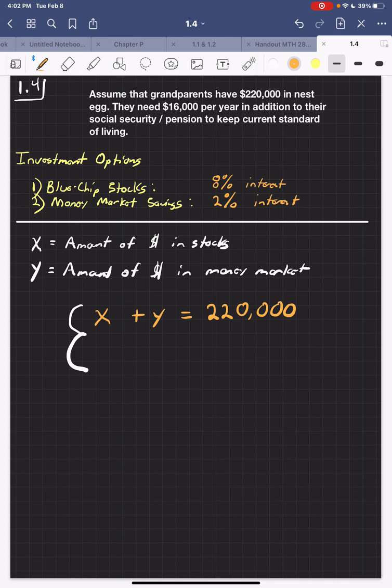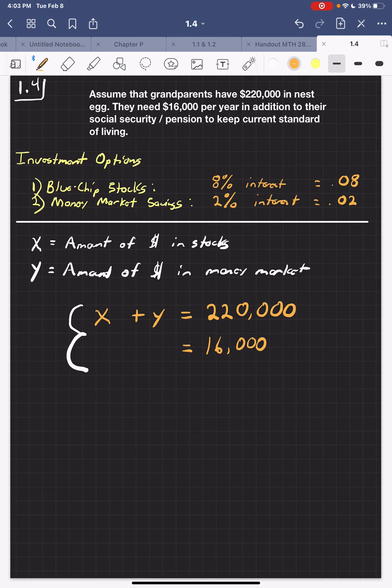Okay? Now, the other equation in our system, we want this equation to equal 16,000, right? Because that is how much extra they need per year. And we can do that by using these interest rates. So 8%, that's 0.08, and of course 2% is 0.02.